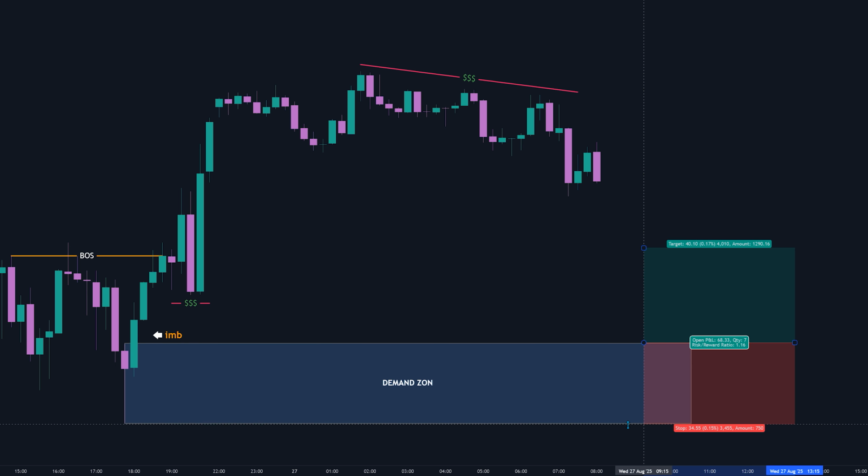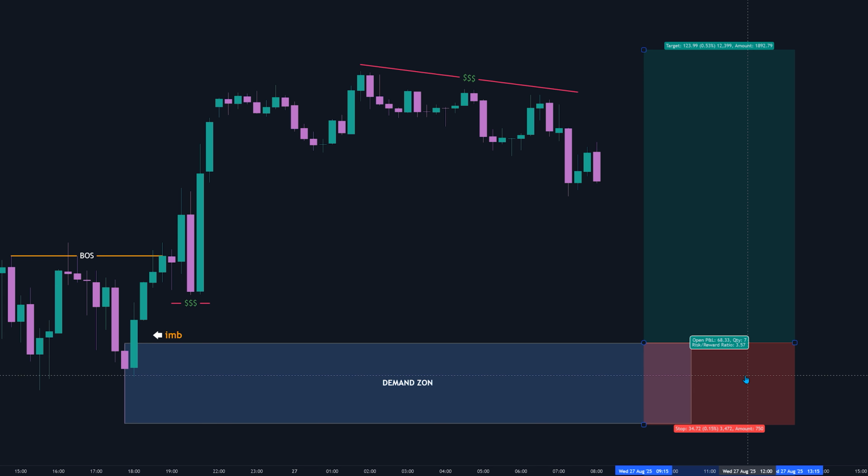Put the stop loss just below that demand zone to protect ourselves. Set the target at the liquidity level we marked. If you want to be a bit safer, you can even aim slightly higher. And the best part? The risk-to-reward ratio on this setup is looking really solid.